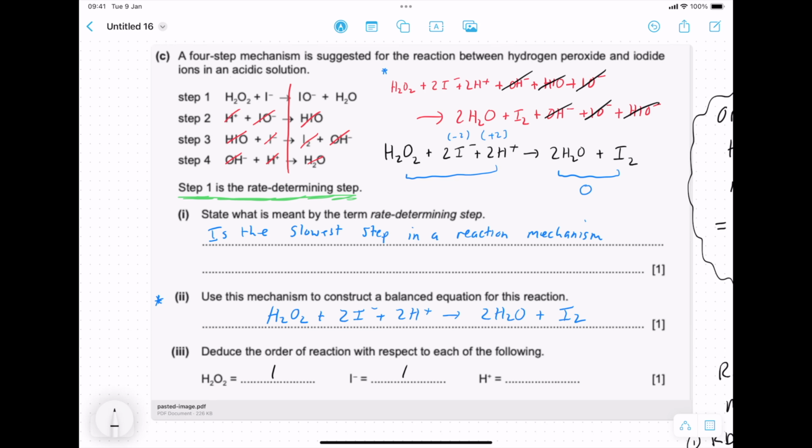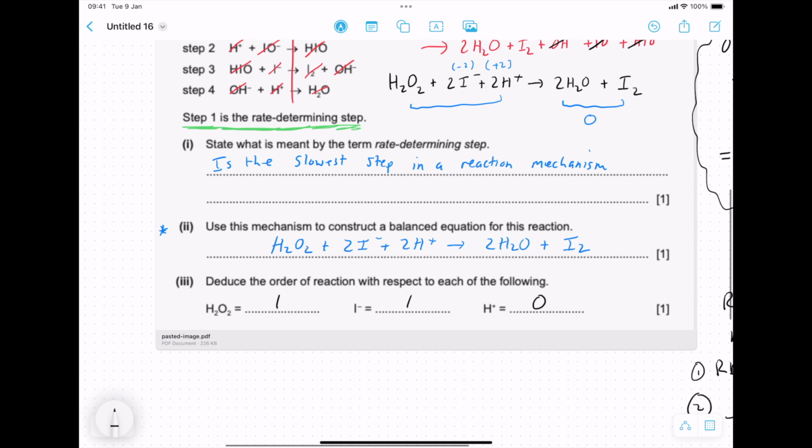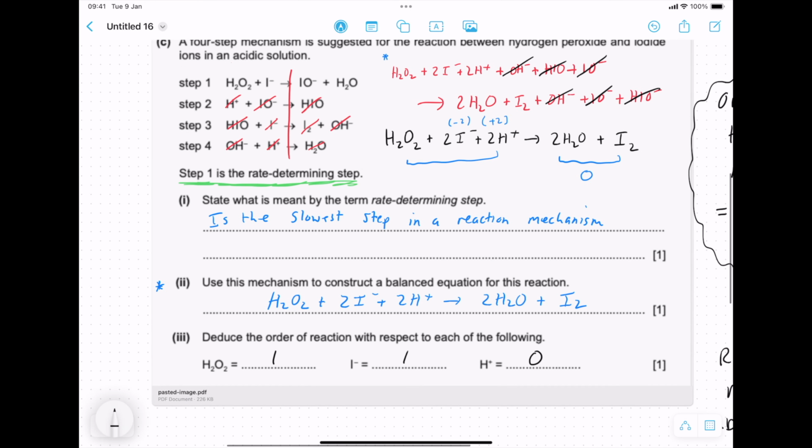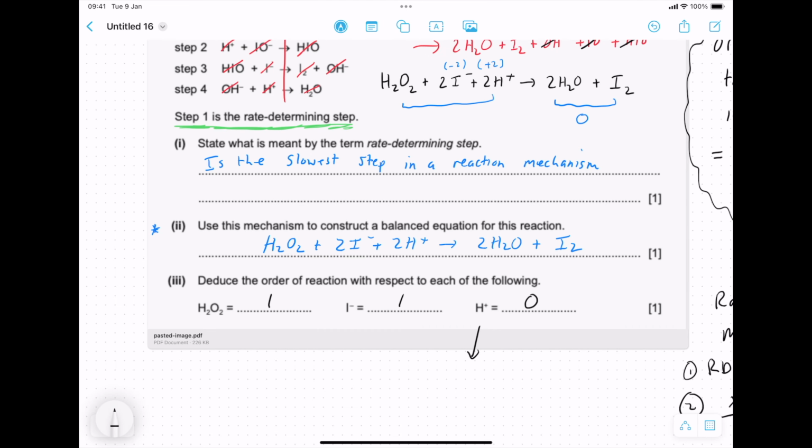And the order with respect to H plus, well, H plus doesn't appear in the rate determining step. The fact that it's not in the rate determining step tells us that it's not in the rate equation. So therefore its order must be 0. So we have order 1 with respect to peroxide, order 1 with respect to iodide, and order 0 with respect to H plus. In other words, the H plus doesn't affect the rate of reaction. So what we can deduce from this is that there is probably going to be a large excess of this, so loads of acid catalyst to get this to work, so that it doesn't affect the overall rate of reaction.